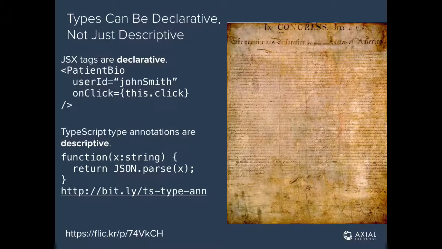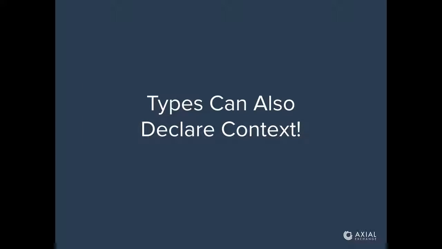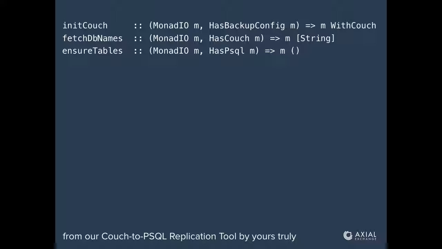So, let's see if I'm still in there. But hold on to your butts, because it gets even weirder. Types can also declare context, not just values, not just shapes, but actually context. In some code that I'm writing right now, which migrates from Couch to PostgreSQL, or Postgres, and I'll let you guess why I want to do that.